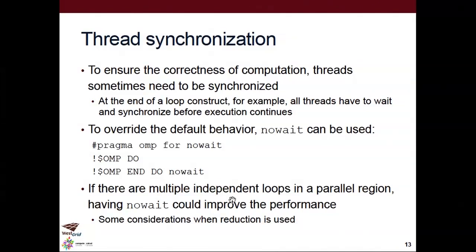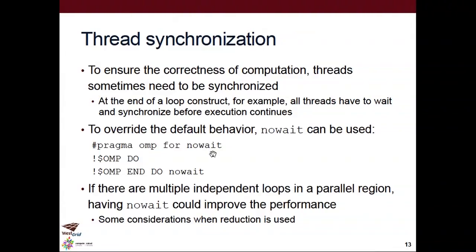Sometimes you have multiple for loops in your code, and these for loops are independent. Say you have four threads running the first for loop, and maybe one thread gets its job done faster than the others. You don't want that thread to wait for the others, because the next for loop is independent. So you want that thread to go and start the next for loop immediately. Then you can use this directive called nowait.